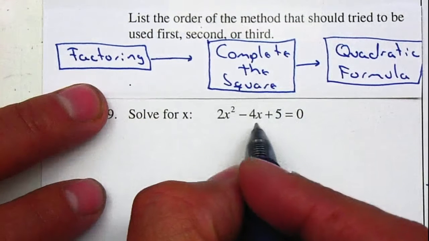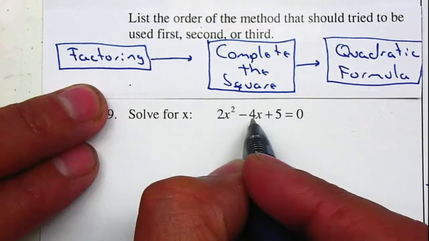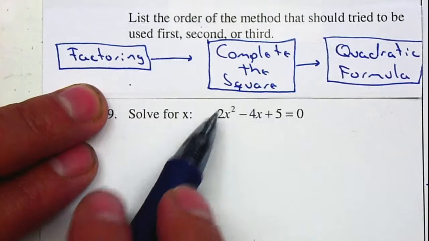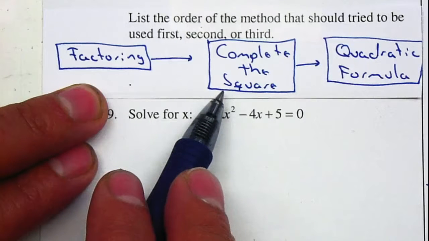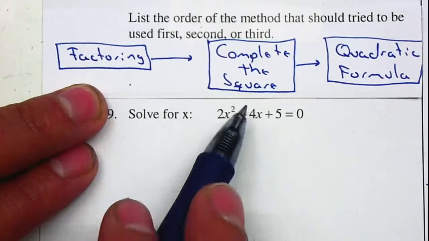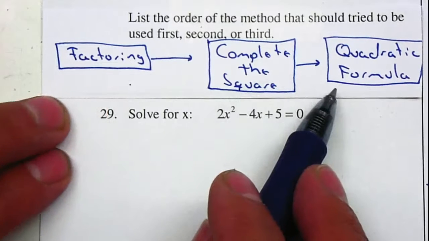Completing the square, we do have an even number for the letter b, but we do have a leading coefficient. In order to complete the square, we shouldn't have a leading coefficient, but in this case we do. So we cannot complete the square, so we have to use the quadratic formula.